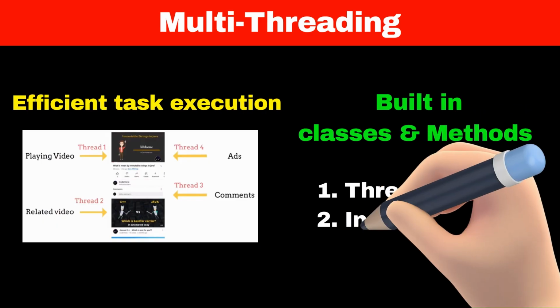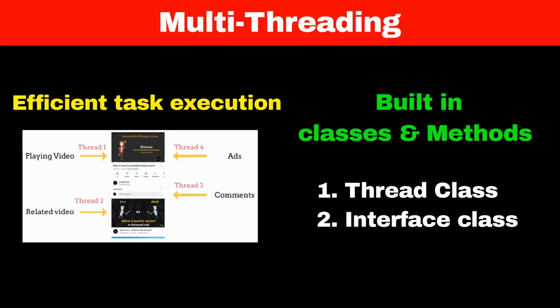We can implement multithreading using the Thread class and the Runnable interface. First, let's understand the Thread class. There are two main parts which we have to focus on while creating threads using the Thread class. First is creating the thread, another is starting the thread.